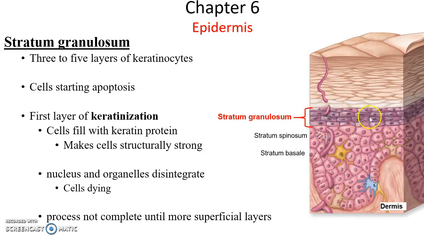Superficial to stratum spinosum is stratum granulosum. Granulosum is 3 to 5 layers thick. Here, the keratinocytes begin the process of apoptosis, programmed cell death. And they begin to produce massive amounts of keratin protein that makes the cells structurally stronger. But in the process, the cells are dying, losing their nucleus, their organelles. But they are still technically alive in stratum granulosum.